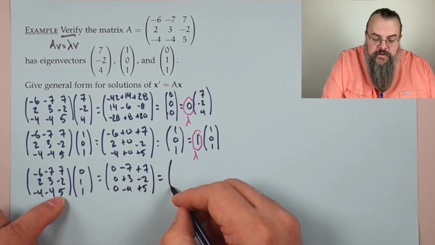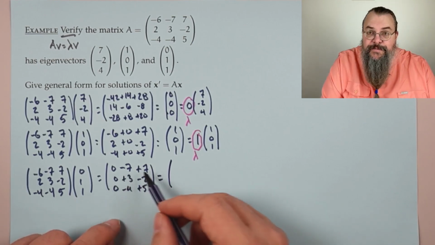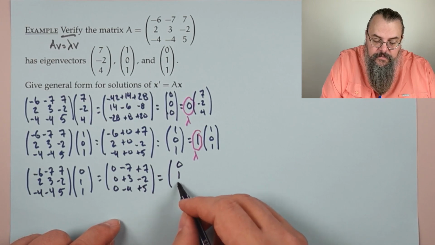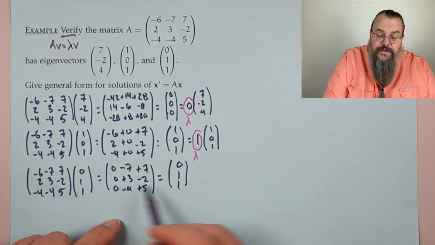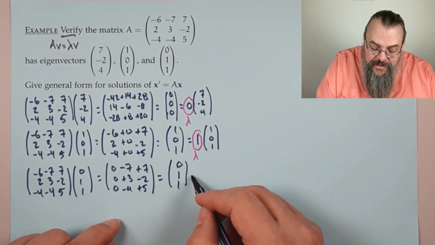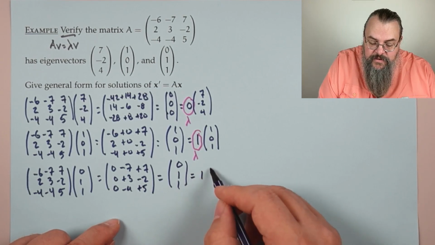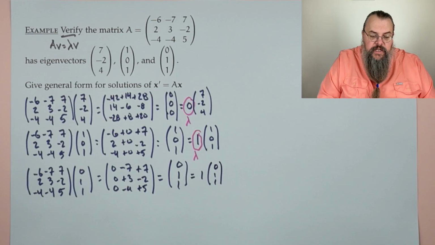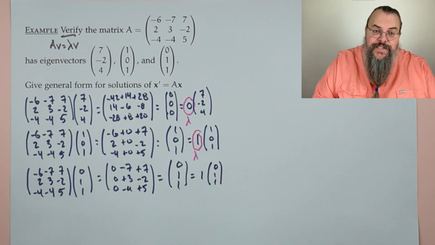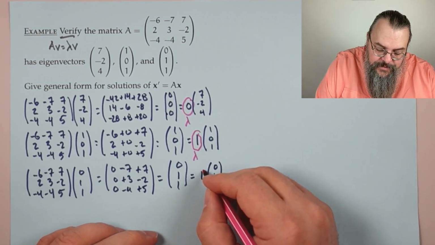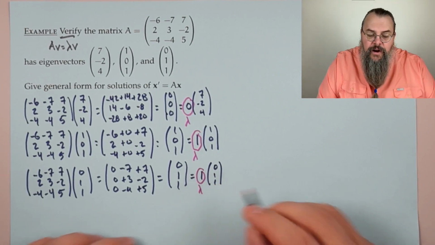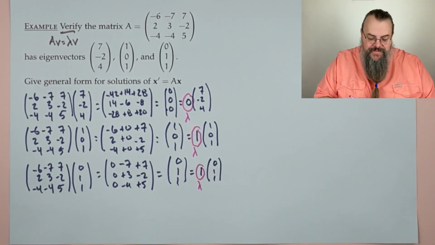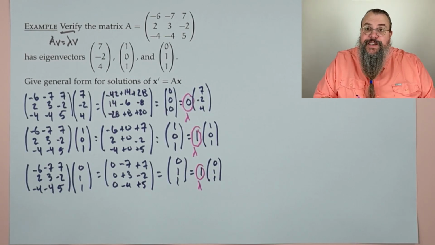All together, negative 7 plus 7 is 0. 3 minus 2, 1. Negative 4 plus 5, 1. The same as we had before. It's just like the previous one. So in other words, this is 1 times 0, 1, 1. And so we say, okay, great. This also is an eigenvector. So all of these are eigenvectors. Thumbs up.